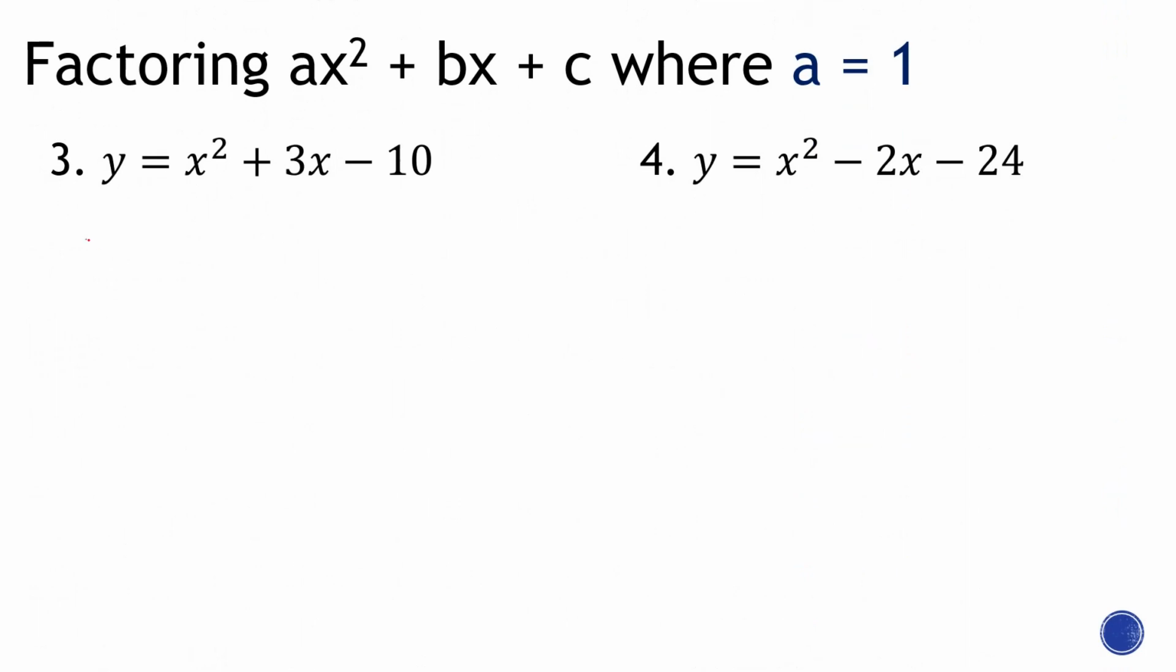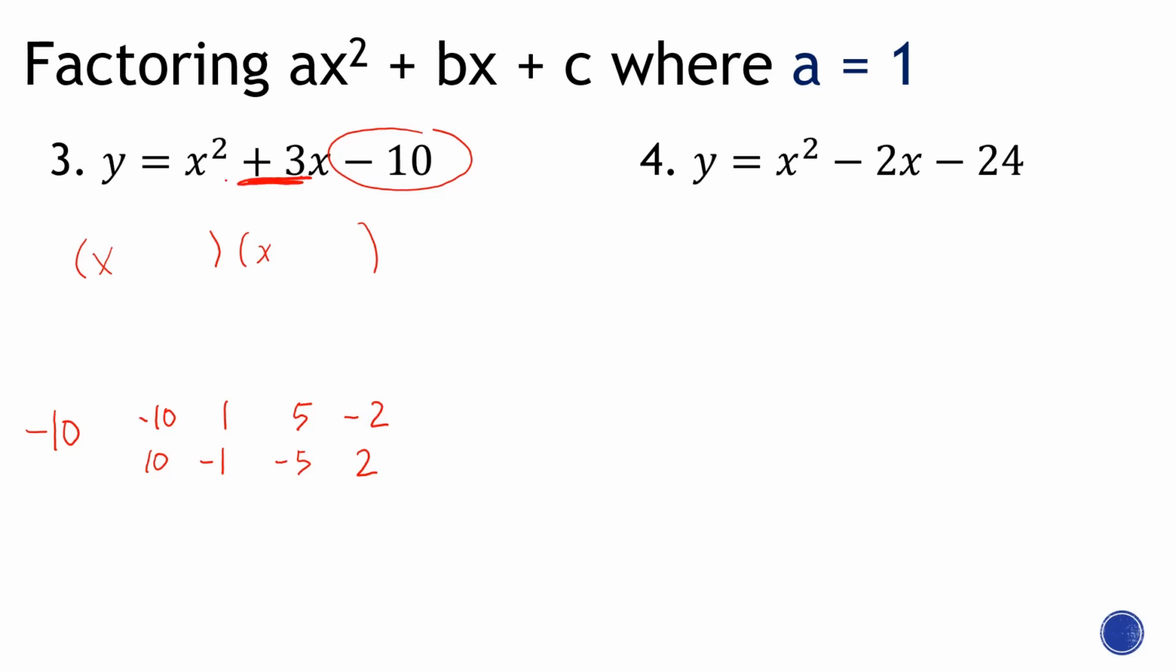Here, again, we will start with x and x. Now, consider the constant negative 10. Think of two numbers that when you multiply them, the answer is negative 10. 5 times negative 2 is negative 10. Negative 5 times 2 is also negative 10. So you have 4 pairs here.